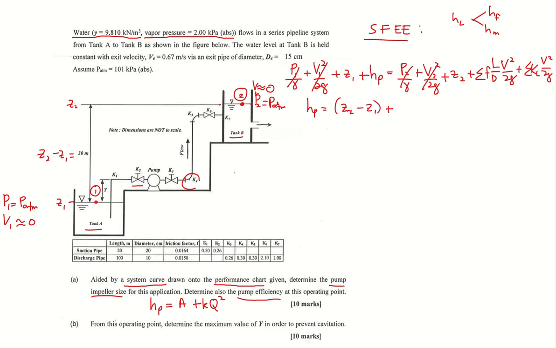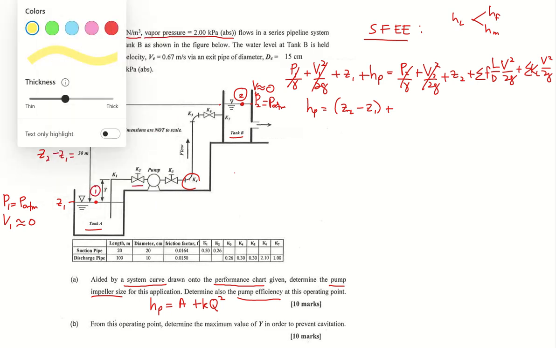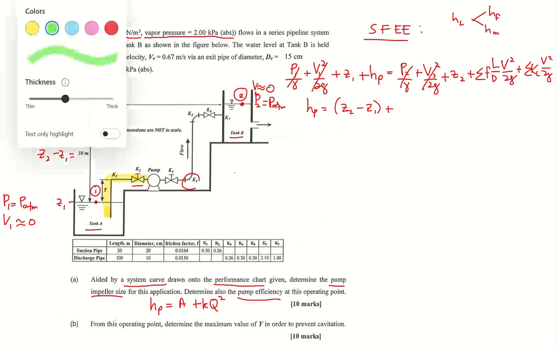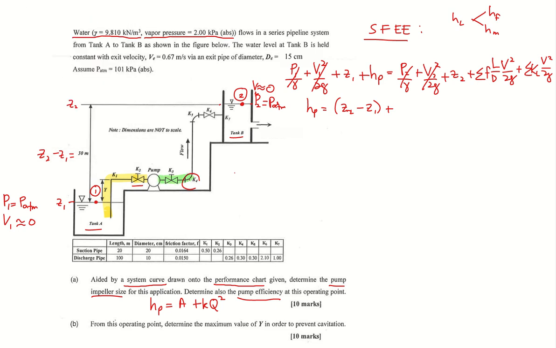plus, all right, for the major and minor losses, you have to look at the diagram. In the diagram, we have the pipe before the pump. We call this pipe the suction pipe. All right. And after the pump, we call this pipe the discharge pipe.